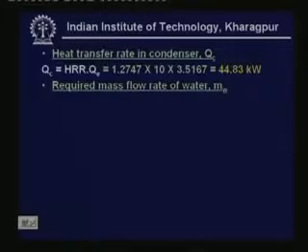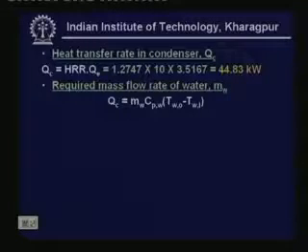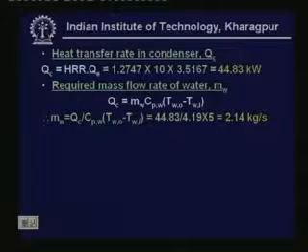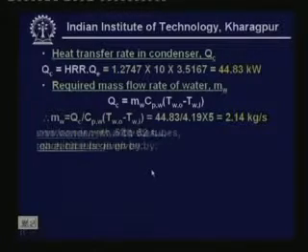Then let us find the required mass flow rate of water. So, from energy balance we can write QC is equal to MW CPW into TWO minus TWI, where MW is the mass flow rate of water, CPW is the specific heat of water, TWO and TWI are exit and inlet temperatures of water. And here we know the values of QC, we also know the value of Cp, we also know the temperatures. So, if you substitute those values, you find that the total mass flow rate of water is 2.14 kg per second. Now, this 2.14 kg per second is distributed in many tubes.